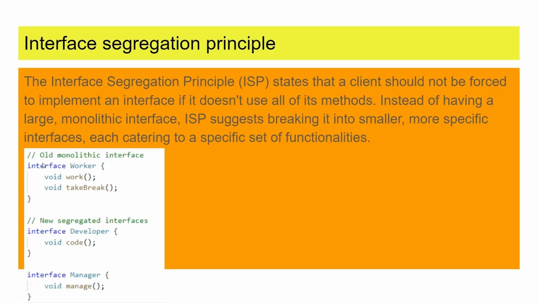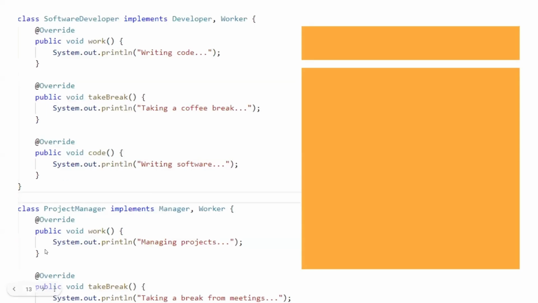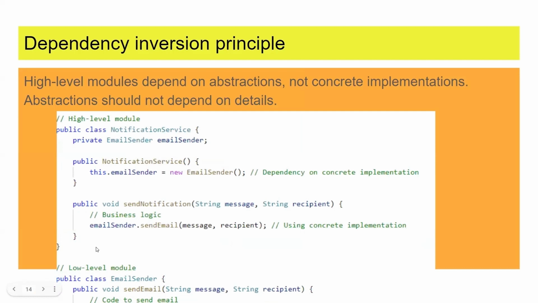You can see the example given below. The old monolithic interface, we used to have it this way, and it was violating this principle, so we can apply the interface segregation principle to it and implement only those methods which are needed. As you can see, in the class we are calling out Developer and Worker, and then we are overriding all these three functions. The same goes for Project Manager as well. We are implementing Manager and Worker and then overriding the functions which are needed, rather than overriding all the functions for a particular code.